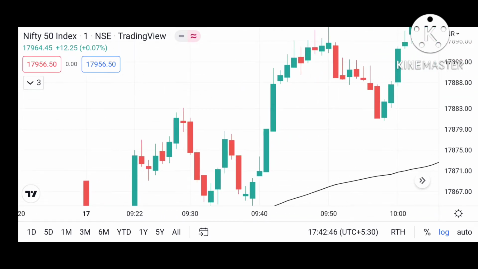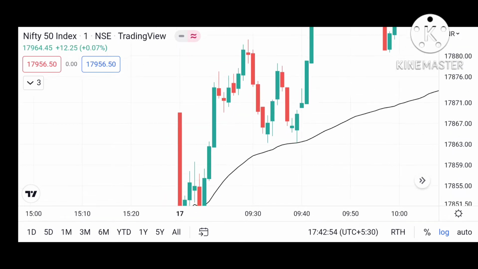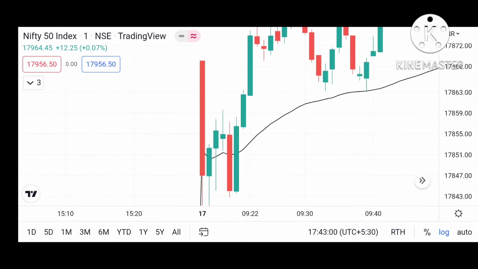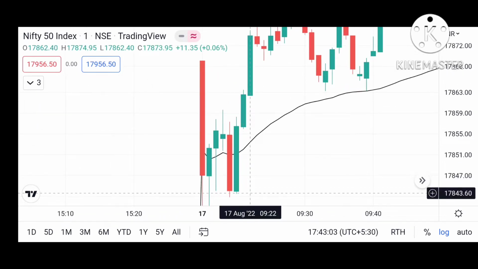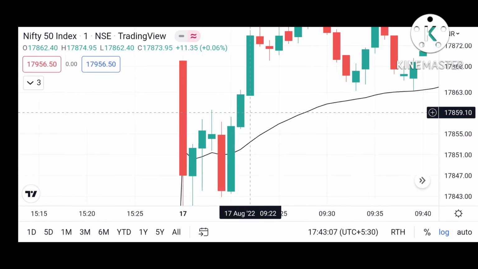So these are the two trades. If you use this strategy, you will be in profit. This is the scalping technique, on 1 minute candles. If you don't have patience and you bring a lot of emotion here, you will lose money. So have patience, put your stop loss at the bottom of the candle, and put your target at 1:2 or 1:3, whatever you want.